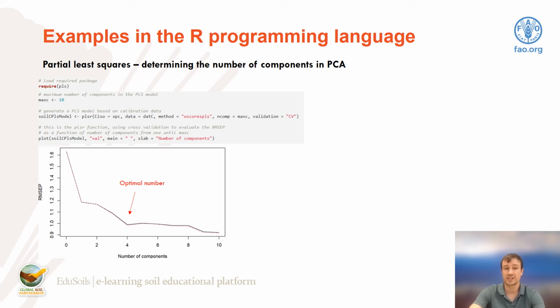And so we obtain this plot, and this plot is similar to what we can get with principal component analysis. It actually tells us that we can use only 4 components to describe our spectral data. So we can use more components if we wish, but it will not decrease much more the prediction error. So here we decide to use an optimal number of 4 components.